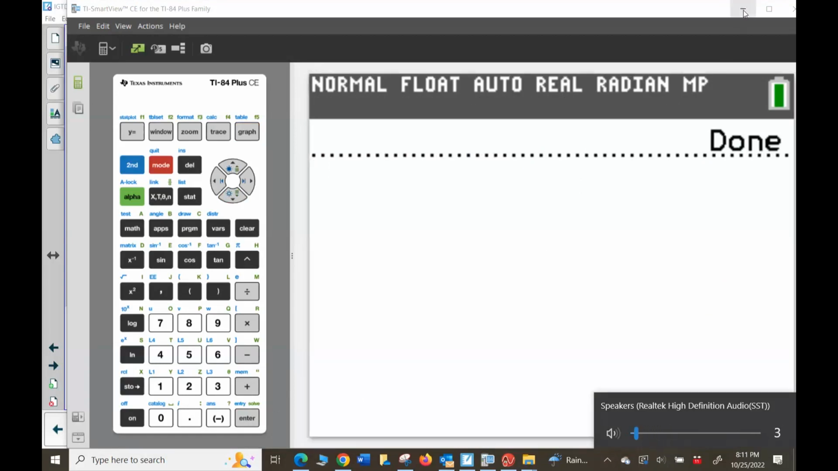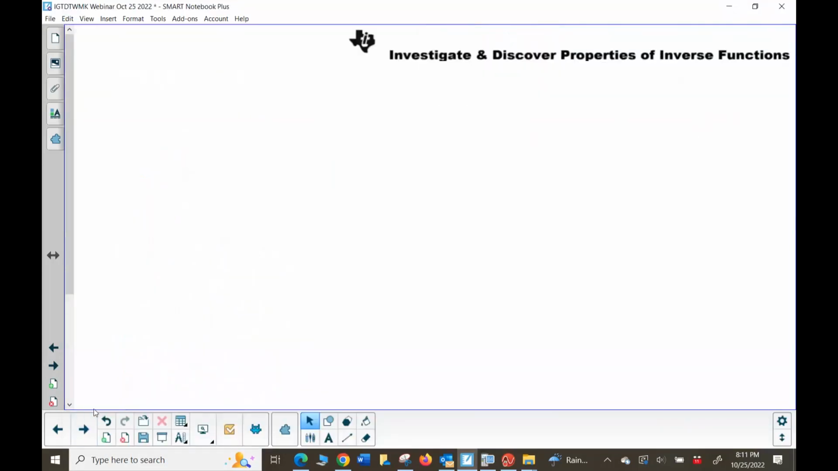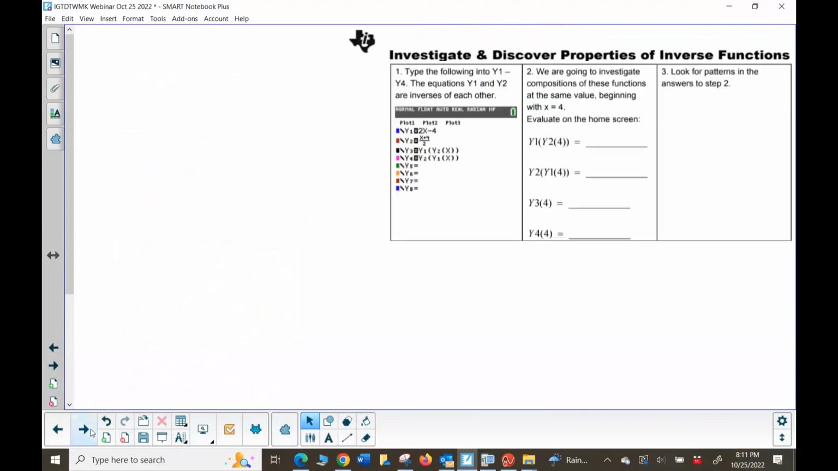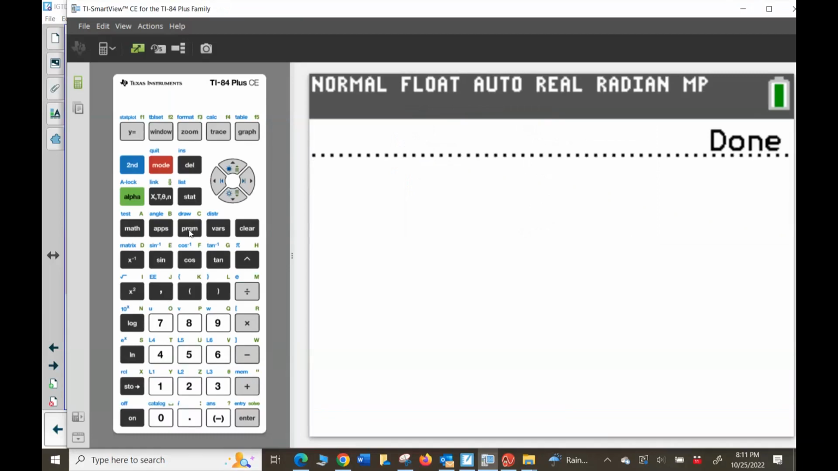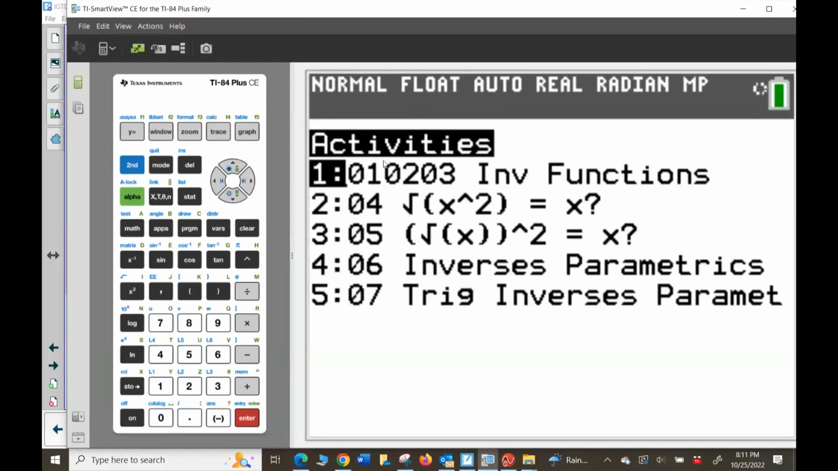So let's go ahead on to a few others here. Now, discover properties of inverse functions. That's something that I really like using technology to have my students understand. And so these are the equations I would like to look at. So let me go ahead and again run that program. This one is by the list, number 1, so that would be in set 1. So I'll press 1. And these are the ones on inverse functions.